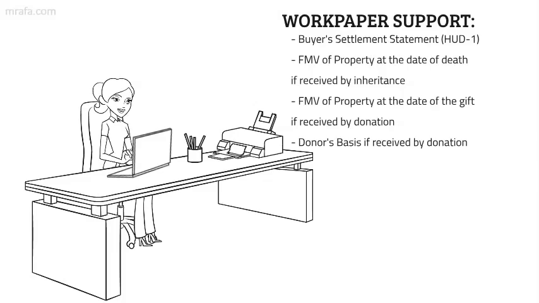And if you receive the item through an inheritance, you will need the fair market value of the property at the date of death of who gave you that property. Or if you receive it by donation, you need to get the fair market value of the property at the date of the gift. And you will also need to get the donor's basis of that property, with the other settlement fees that the seller paid for that property that the donor gave you, to be added to the cost of your capital asset property.